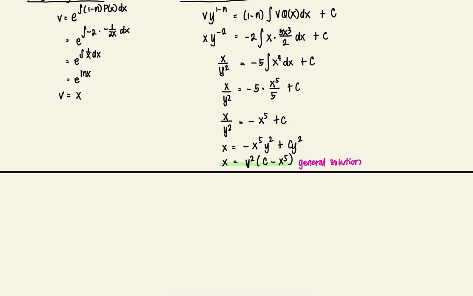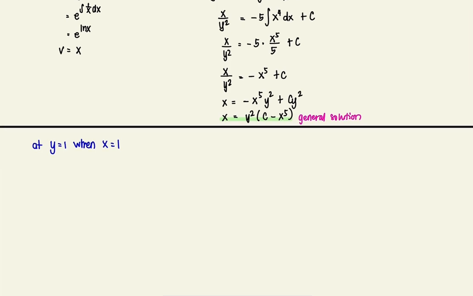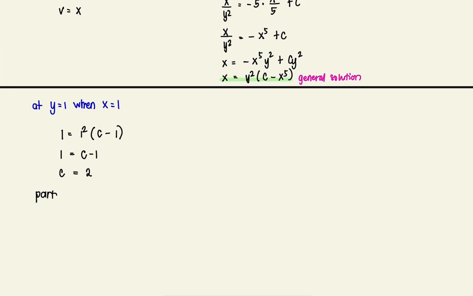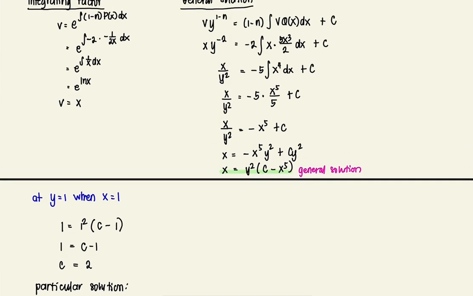But this problem is looking for the particular solution. So at y equals 1 when x equals 1, we simply have to substitute to our DE. So 1 equals 1 squared times (c minus 1). 1 is equal to c minus 1, so c therefore is equal to 2. So substituting to get the particular solution, x is equal to y squared times (2 minus x to the power of 5). That is our particular solution of the given Bernoulli DE.